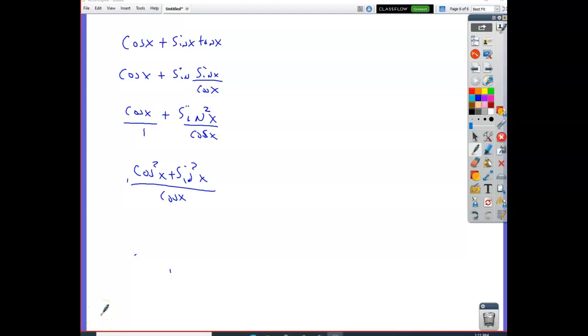1 over cosine x. And I'd accept this as an answer. You could also write, by the way, secant x, couldn't you? Can you do that last step again? Isn't that fun? Okay, so I was here.